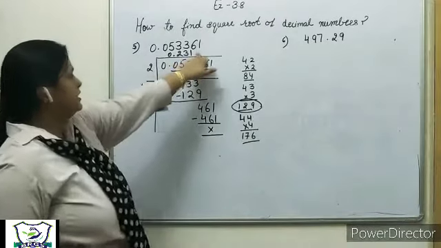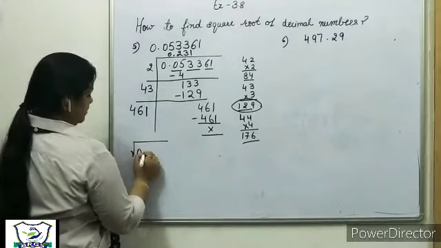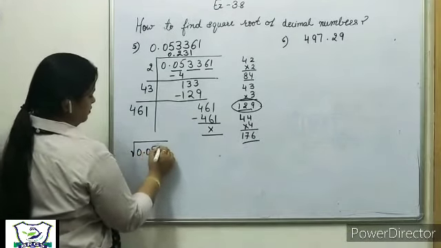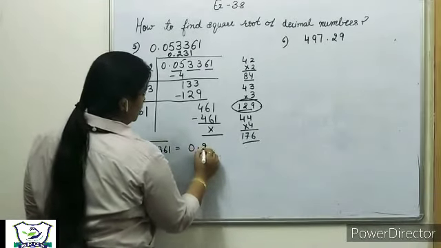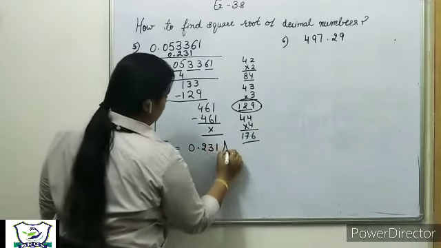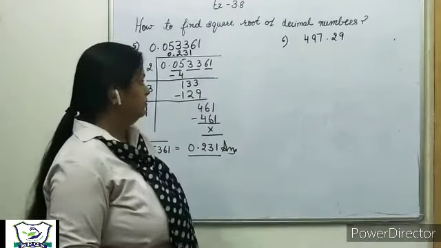So our question is the square root. So the square root of 0.053361 is 0.231 and this is your answer. Okay.